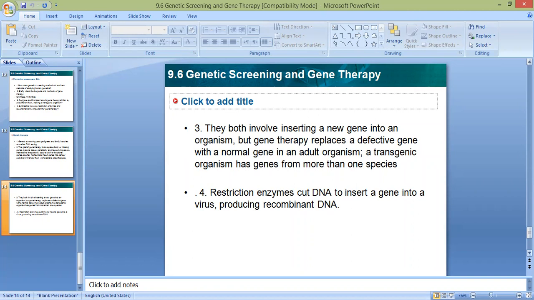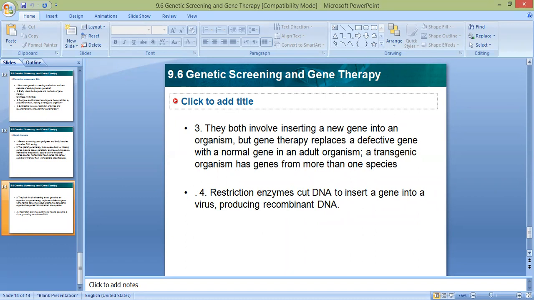Okay, the difference between them: what does transgenic organism mean? A transgenic organism is an organism with genes from more than one species, or from more than one organism. Okay? That is for the transgenic organism. As for gene therapy, it might be the same organism. No, not the same organism. When you talk about gene therapy, you are treating a certain disorder. What do you do in gene therapy? You are replacing the defective gene with a normal gene in an adult organism.